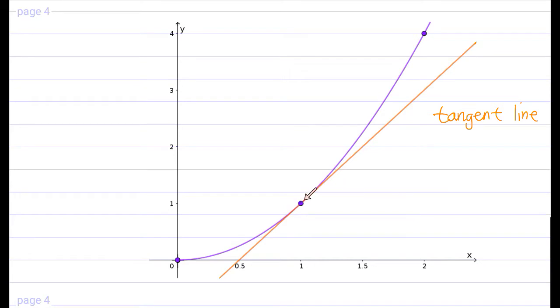So the question is, how do I get the slope of this line? How do I even get the equation of the line? I only know one point that it goes through. So that's really our challenge for today, is to try to figure the slope of this line out somehow.